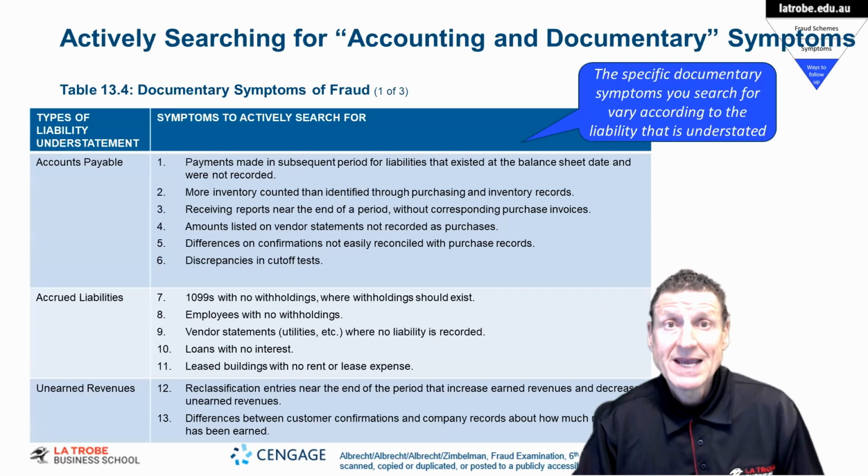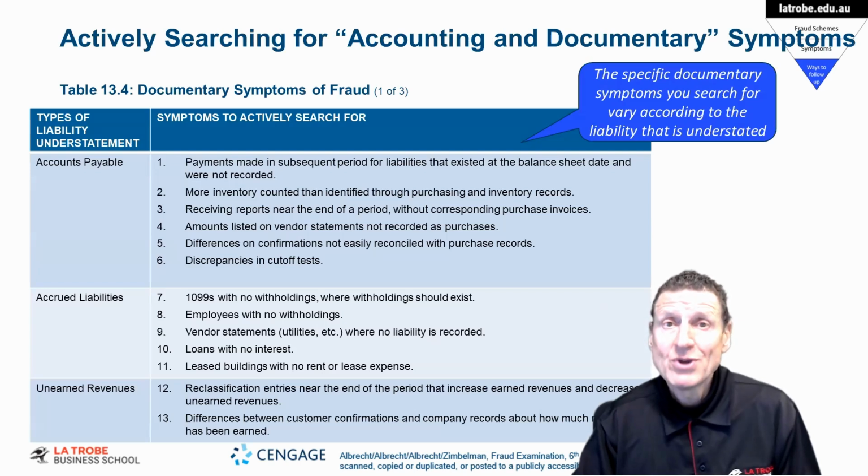Let's go to the final stage of actively searching for understatement of liabilities. Accounting and documentary symptoms. The specific documentary symptoms you search for vary according to the liability that is understated. For example, if the understatement is accounts payable, then you're looking for documents associated with the accounts transactions. If the accrued liabilities is the liability subject to understatement, then you're looking for documents associated with HR. You're looking for vendor statements. You're looking for loans with no interest.